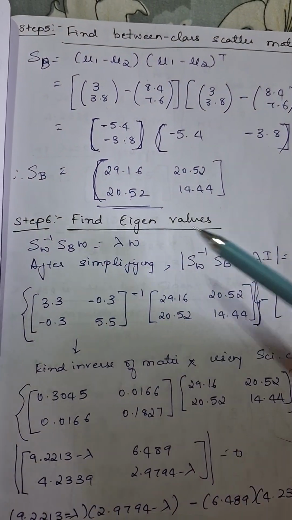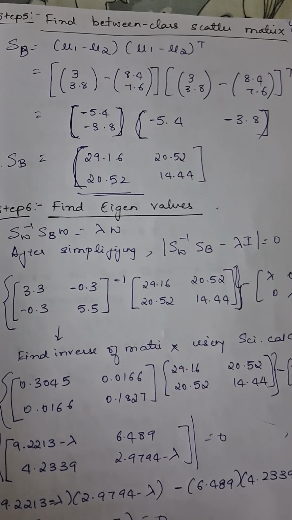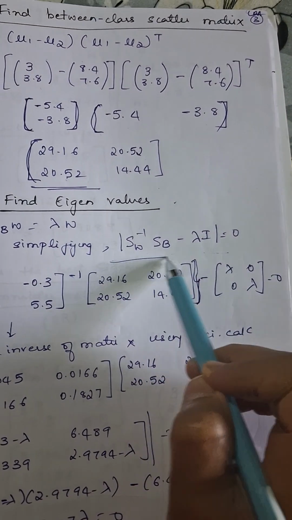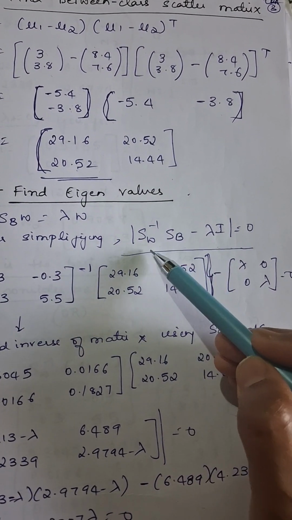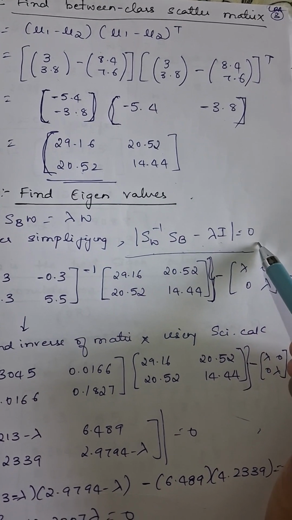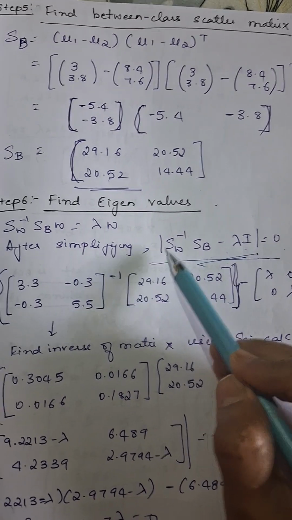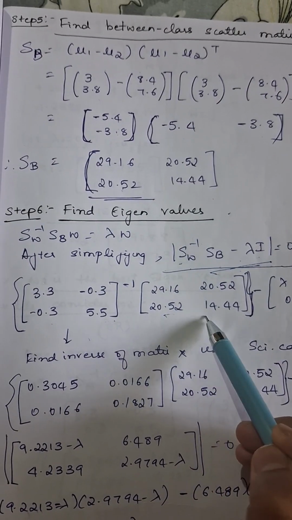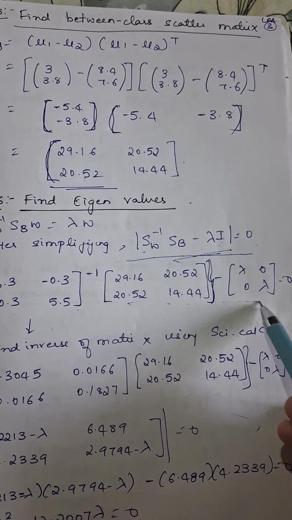Now the next step is you have to find the eigenvalues. How to find eigenvalues we have already discussed, a similar concept. Just remember this: this is the characteristic equation for finding the eigenvalues. What is this? Within class scatter matrix inverse into (SB minus lambda I) is equal to 0. This is the equation you should remember. So SW inverse we found out already. This is the SW inverse, and this is SB which we just found here, minus lambda into the identity matrix. You will get this.